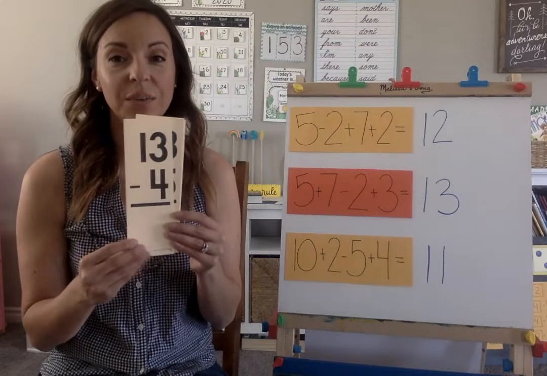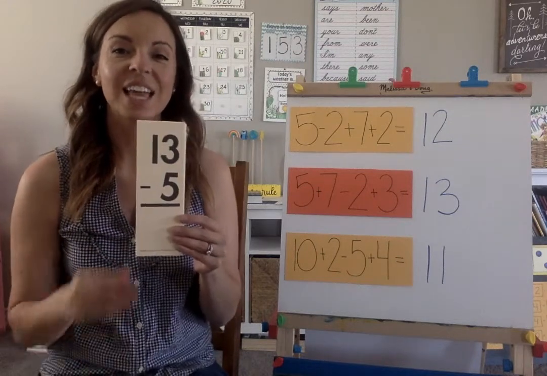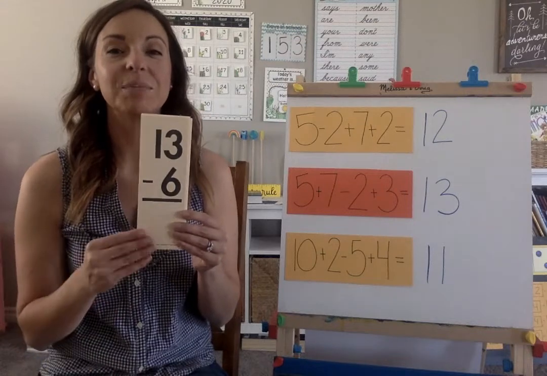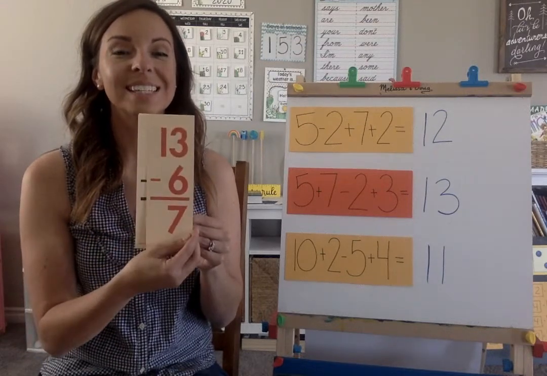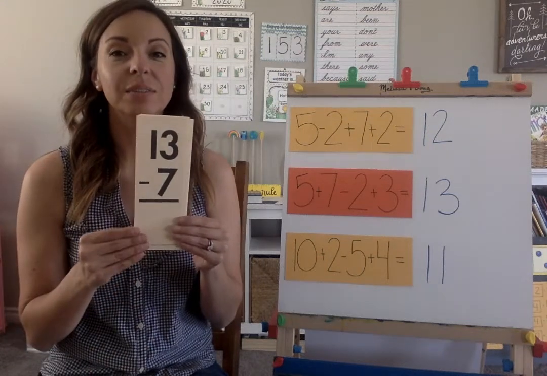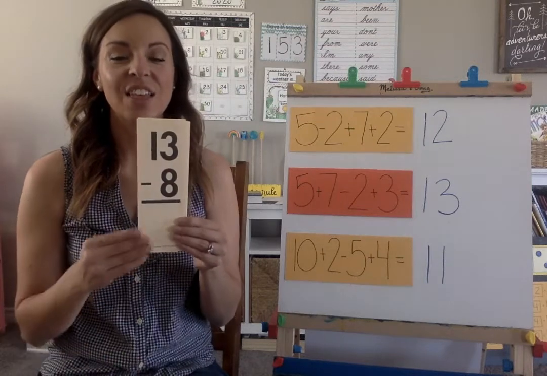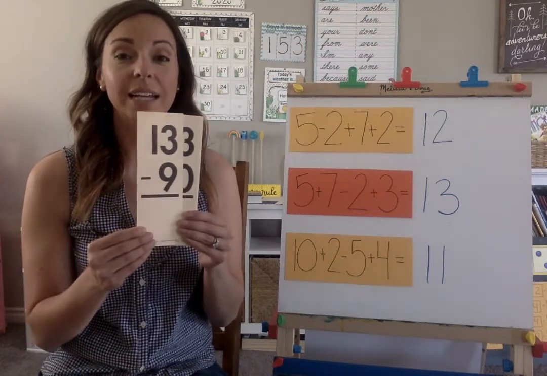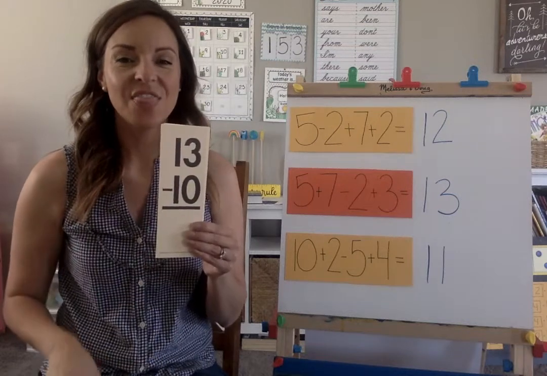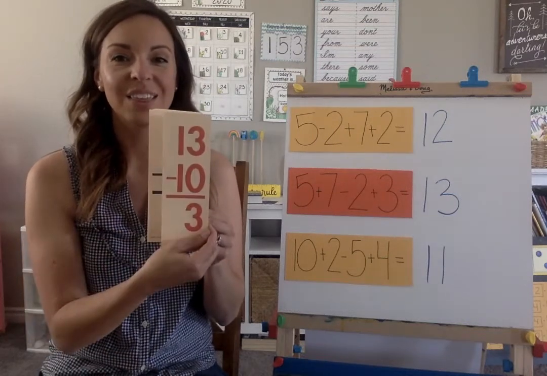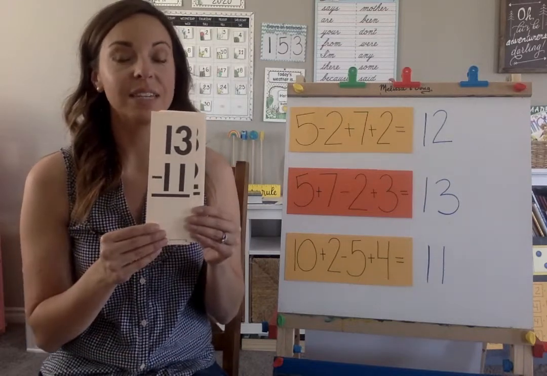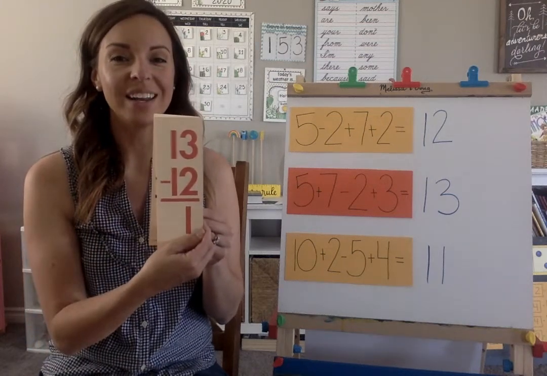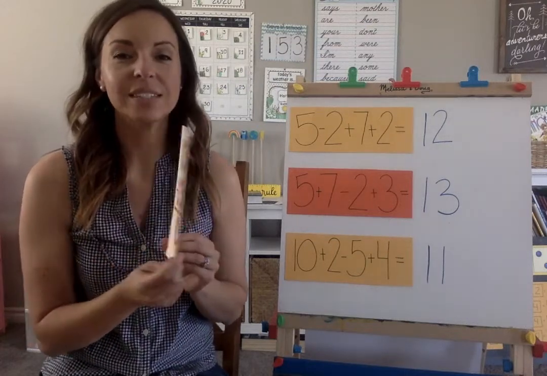13 minus 4 equals 9. 13 minus 5 equals 8. 13 minus 6 equals 7. 13 minus 7 equals 6. 13 minus 8 equals 5. 13 minus 9 equals 4. 13 minus 10 equals 3. 13 minus 11 equals 2. 13 minus 12 equals 1. And 13 minus 13 equals 0.